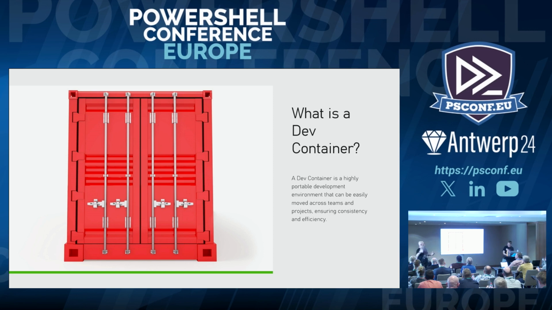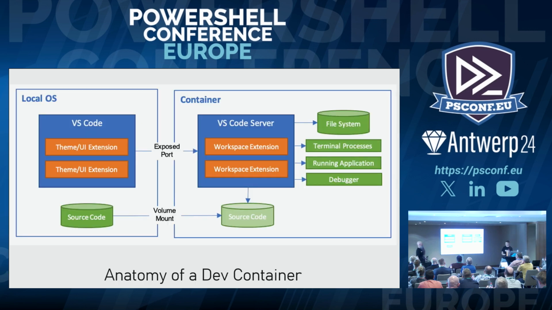But how does that actually look logically, physically? Let's look at this nice diagram. This is pulled straight from the Microsoft docs. And if you pull down our presentation, which is in the psconf repo, the link is in the notes here. Basically, we have our local environment over on the left. And then we mount our source code into the container on the VS Code side. And VS Code takes that source code and the special files that define a dev container and creates this containerized environment.